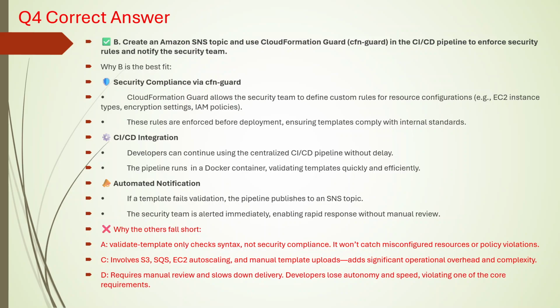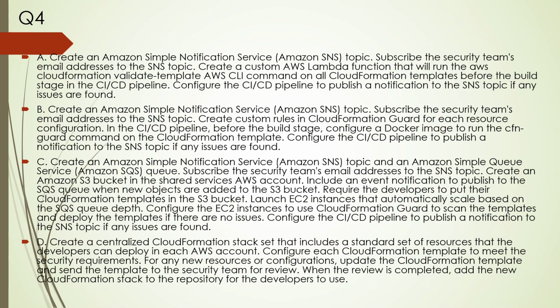Letter C involves S3, SQS, EC2, auto scaling, and manual template uploads, which add significant operational overhead and complexity. Letter D requires manual review and slows down delivery, and developers lose autonomy and speed, violating one of the core requirements. So again, the correct answer is B.